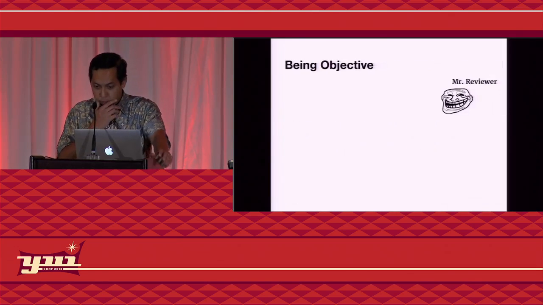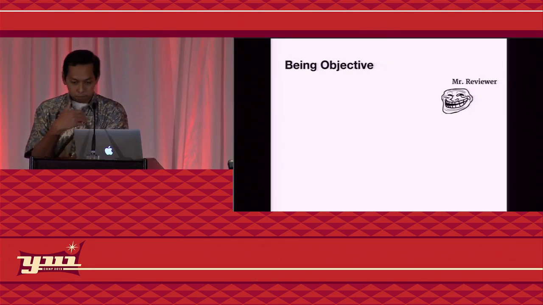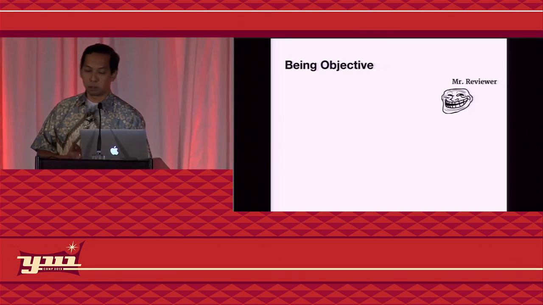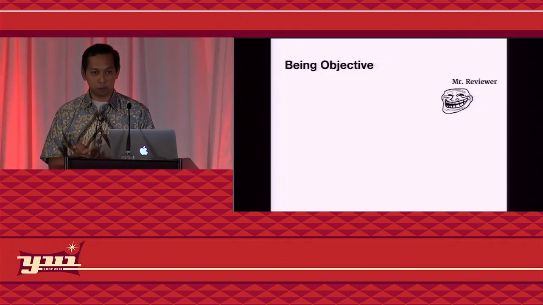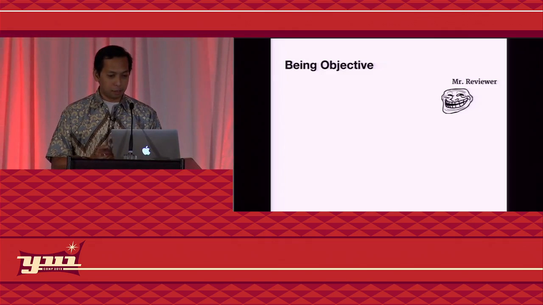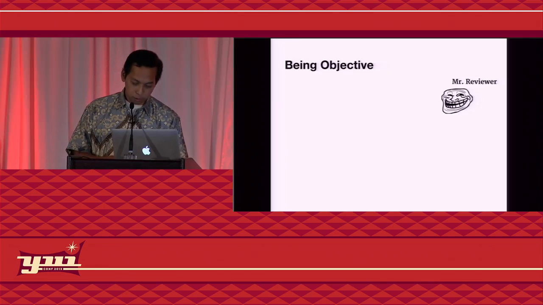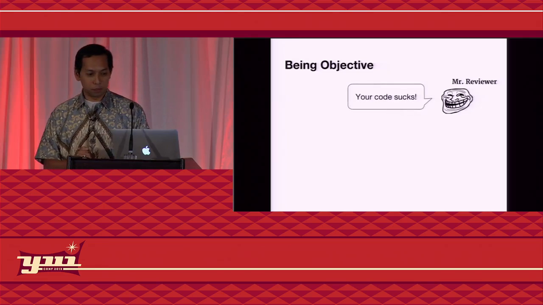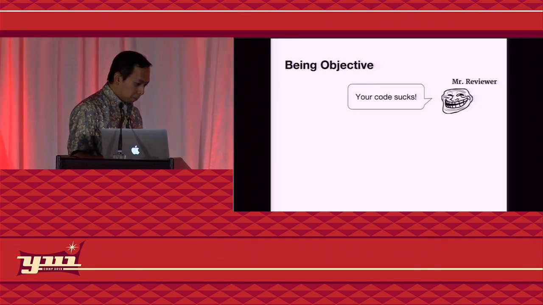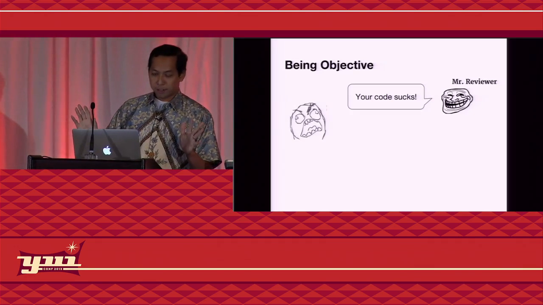Another thing that is very important is having less emotional attachment to your code. So imagine you create a pull request for YUI, and there's this Mr. Reviewer who tells you, my good man, your code is a piece of garbage. Maybe your reaction is like this.